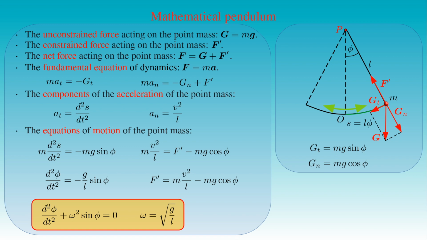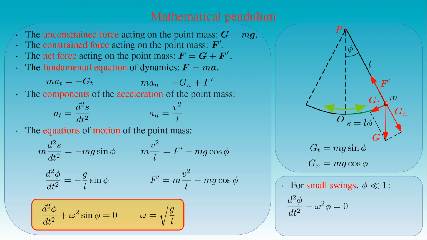If we assume that the pendulum swings through a small angle, that is the maximum of the angle phi is small, then we can approximate the sine of the angle with phi itself in the first order. As a result, the second term in the left-hand side of the equation of motion reduces to omega squared times phi, and we obtain the equation of motion for a harmonic oscillator.